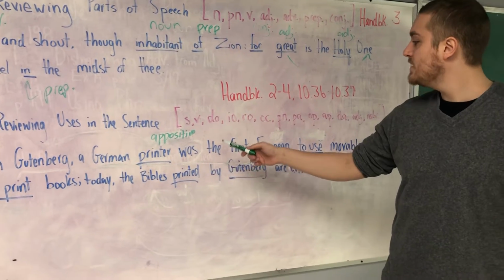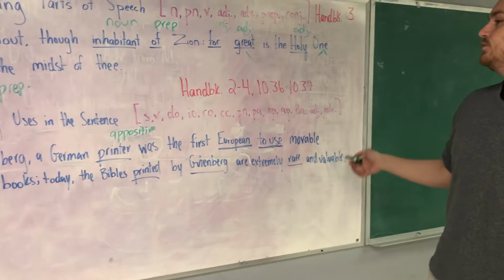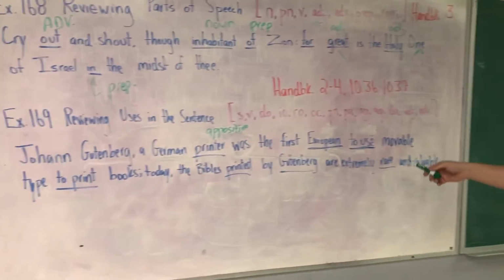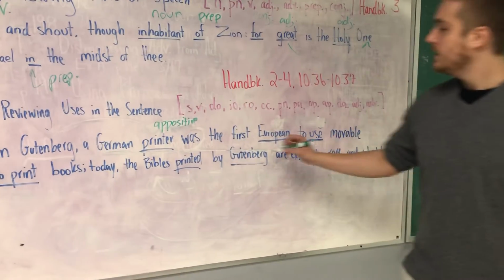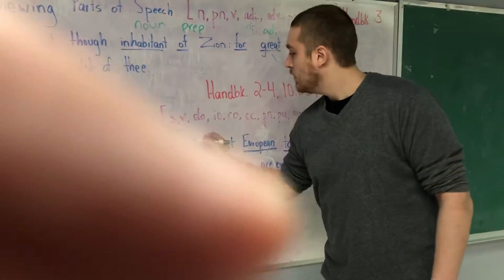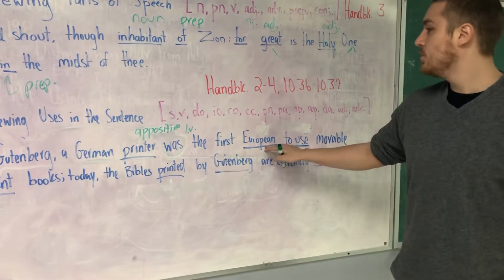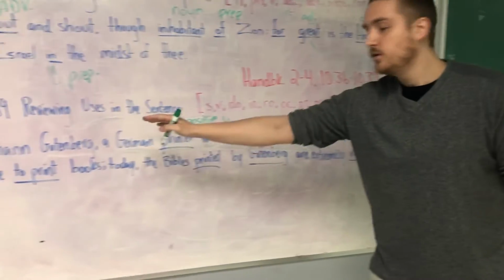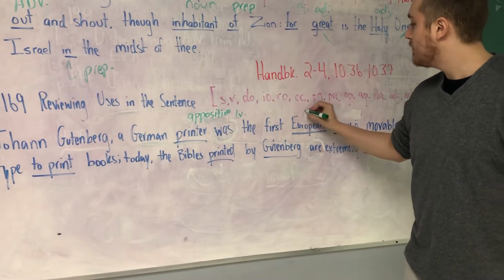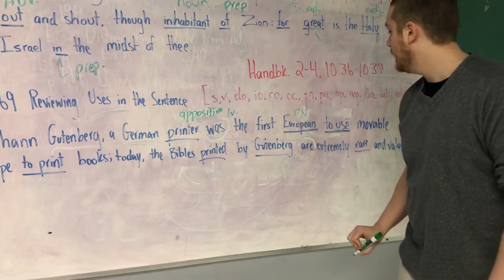And we move on. Was the first European to use movable type to print. We have to solve for European. Now we've got our word was here. Was, as you know, is definitely a linking verb. And European is renaming Gutenberg. So here we have our predicate nominative, European.